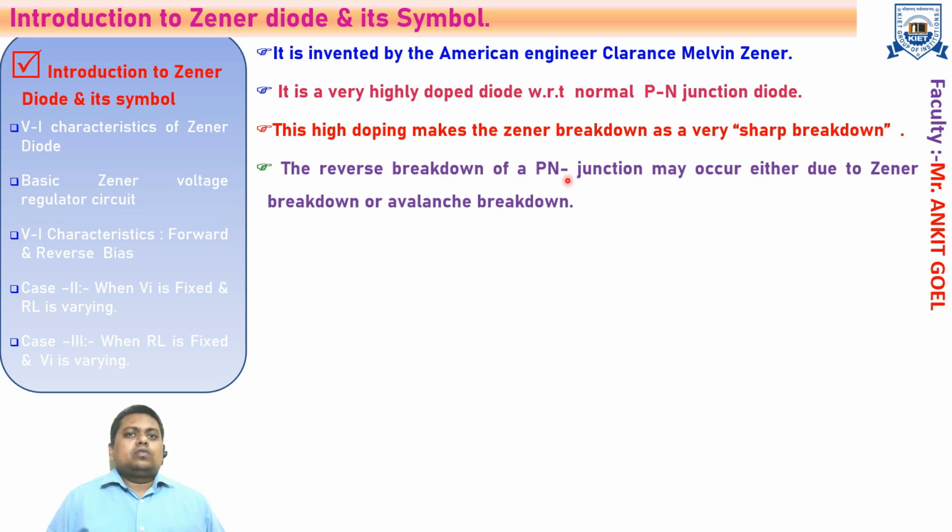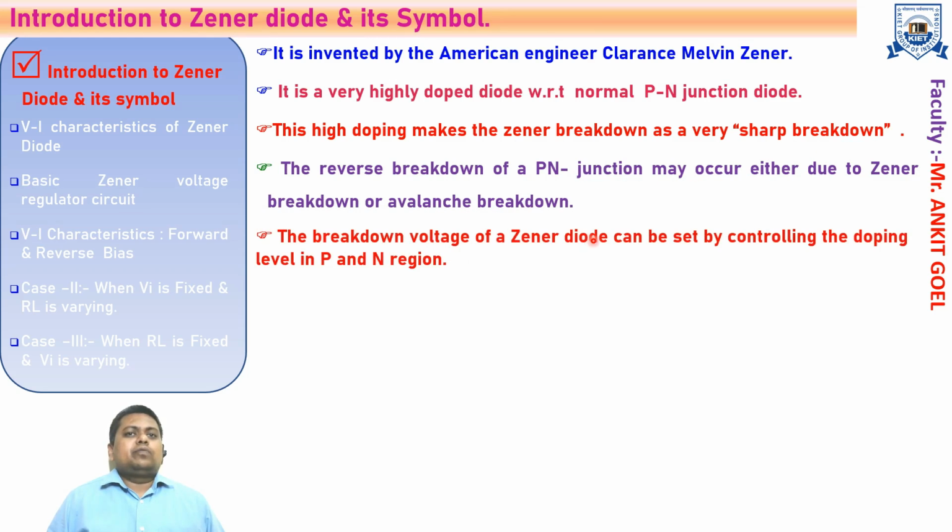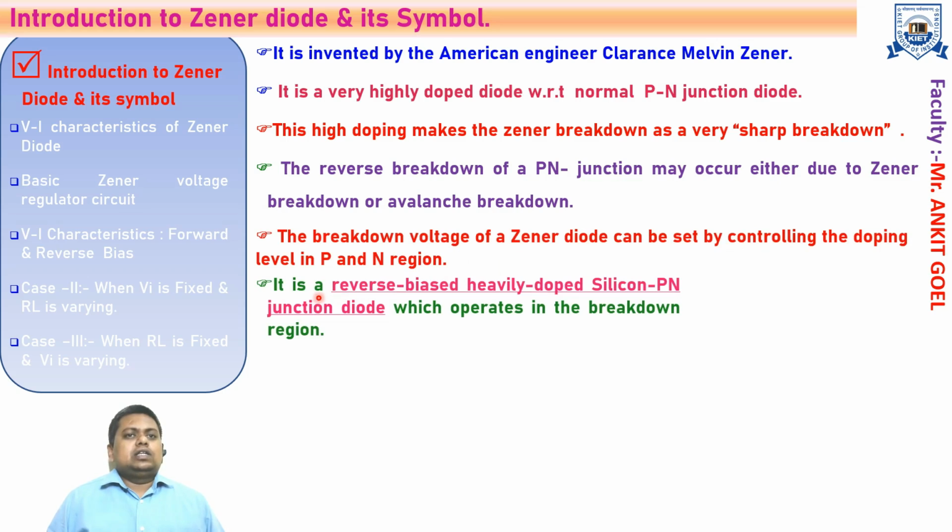The reverse breakdown of the PN junction may occur due to either Zener breakdown or avalanche breakdown. The breakdown voltage of the Zener diode can be controlled by controlling the doping level in the P and N-type semiconductor. So, in brief, it is a heavily doped silicon PN junction diode which operates in the reverse bias region or the breakdown region.